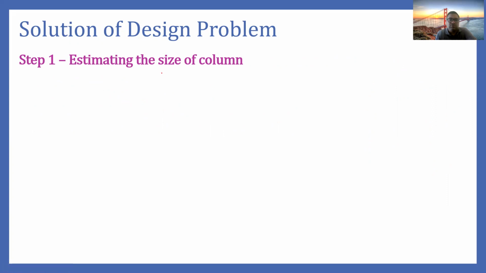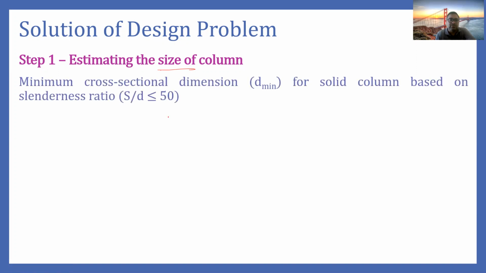This estimation of the size of column is mainly done with the slenderness ratio criteria. We know that the maximum slenderness ratio which is allowed in the column design should not be more than 50. So the maximum slenderness ratio should be less than or equal to 50. Can we find out a minimum dimension, which is the least lateral dimension in this case? Because if we know that S by D should be less than or equal to 50, can we find out this least lateral dimension, which we are calling D minimum?